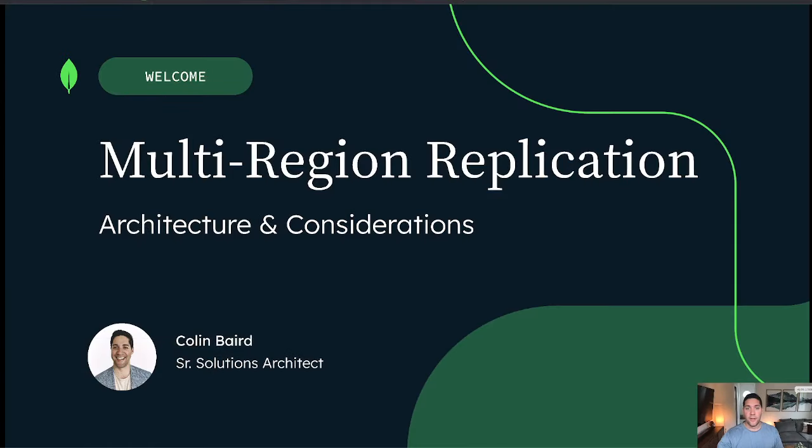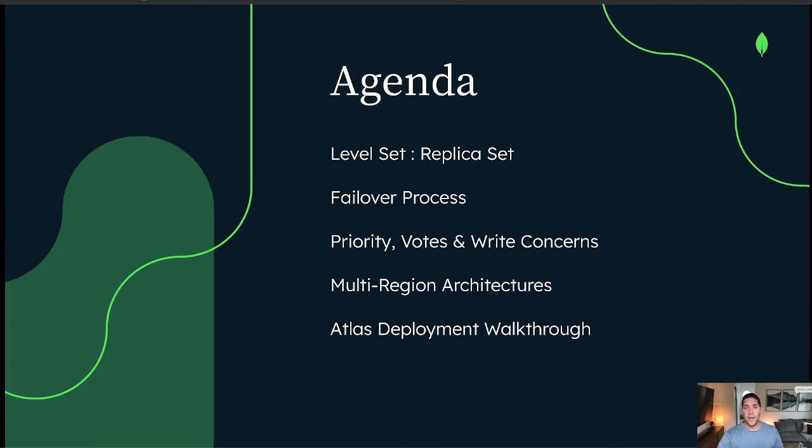And in this video, we're going to be covering multi-region replication, architecture, and considerations. So, as I mentioned, we are going to cover a little bit about replica sets, what the failover process looks like, priority votes, and tunable consistency. And then finally, we'll wrap up by actually covering a few examples of common multi-region architectures, as well as a walkthrough in our Atlas data platform.